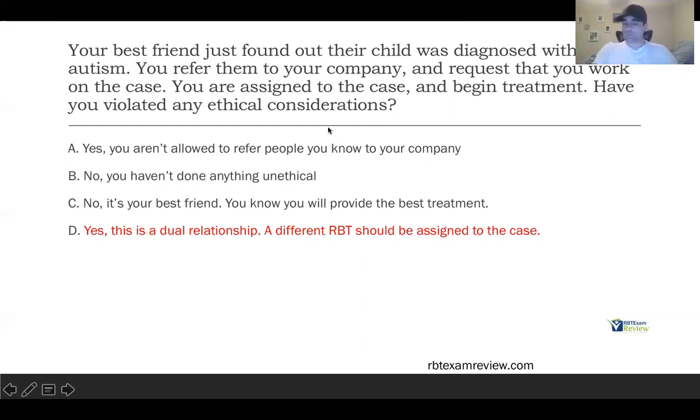So you are allowed to refer them to your company. You just cannot be involved in the case, okay? Even if you will provide the best treatment, and you know you will, you still can't be on the case because it's a dual relationship.